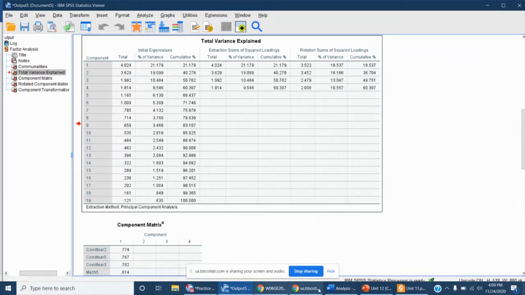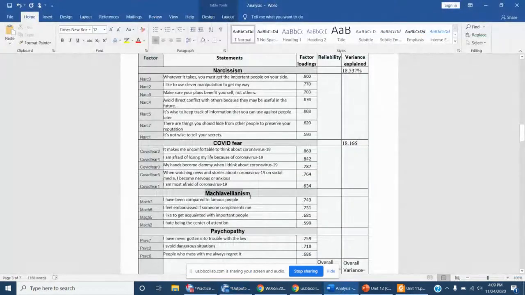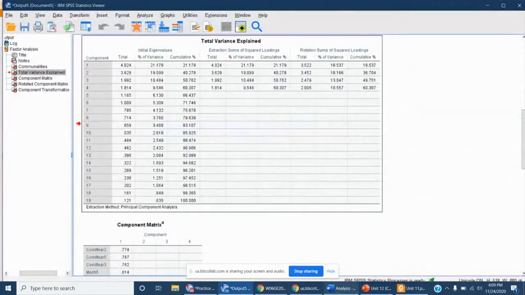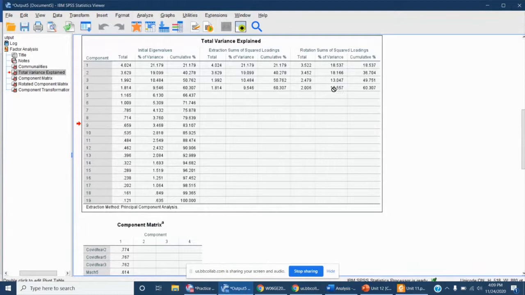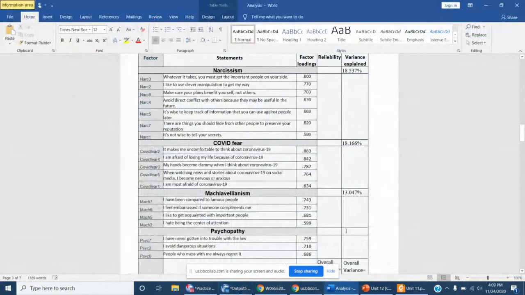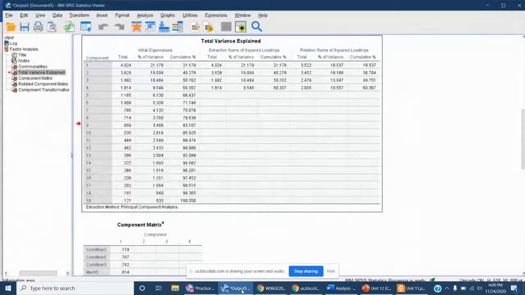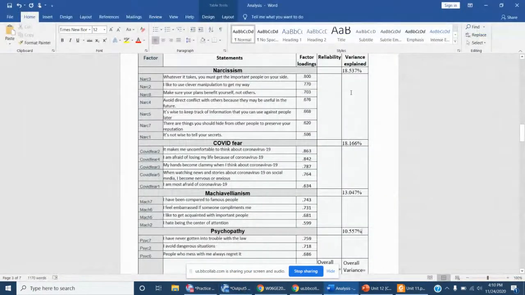The third variable is, let me see from the table, Machiavellianism, and it is explaining 13.047% variation. So this is not as important as narcissism. The fourth variable, which is the psychopathy variable, is explaining 10.557% variation. Let me check it again. 10.557% variation. So this explains to us that the most important variable is narcissism.